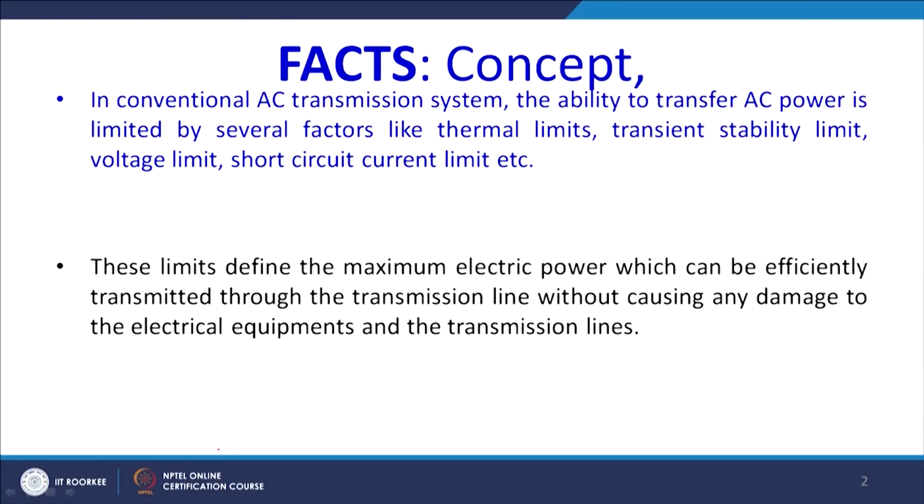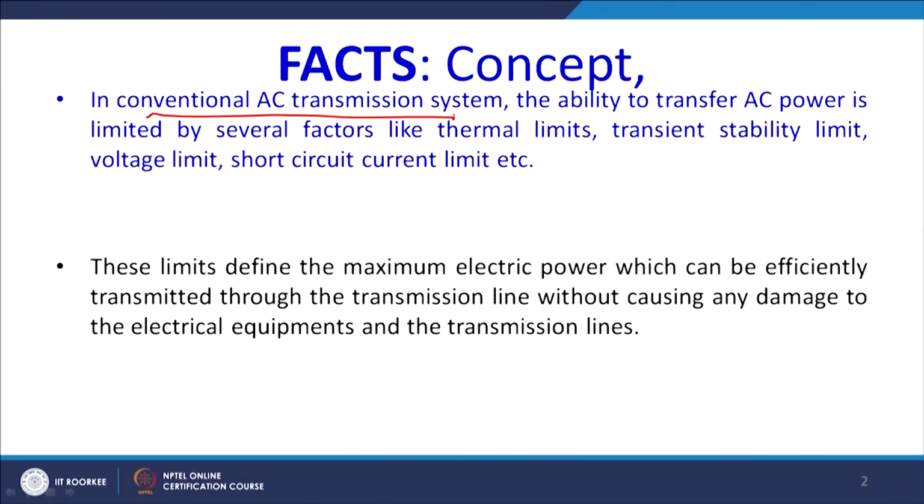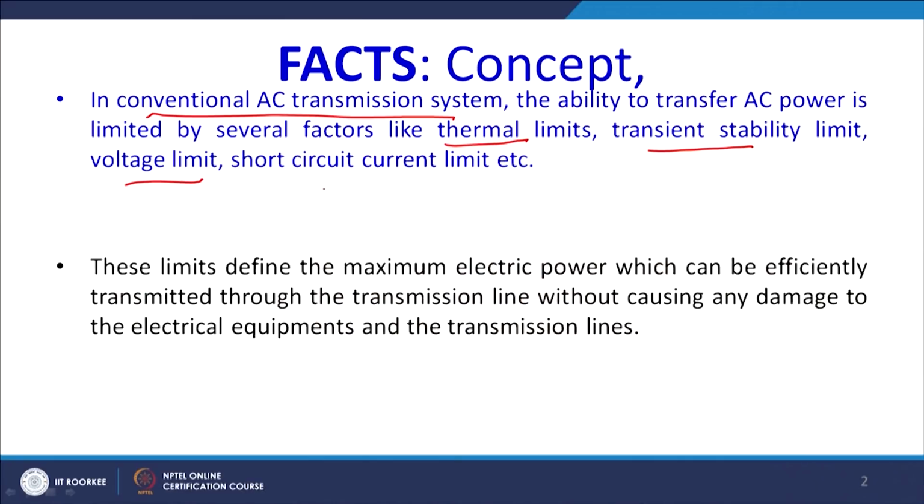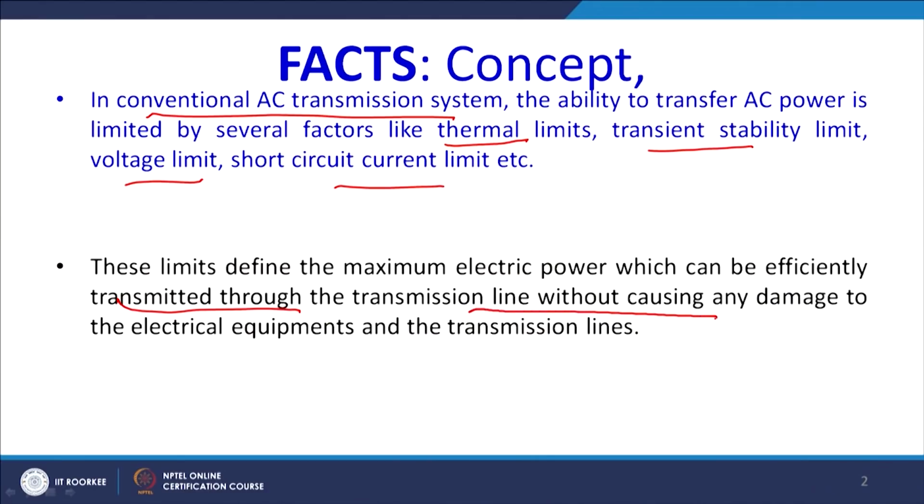As we have understood, the power transfer capability of conventional AC systems is mainly limited by a few constraints. These are the thermal limit, transient limit, voltage limit and short circuit limit, and these limits can be enhanced by FACTS devices. These limits define the maximum power that can be efficiently transmitted through the transmission line without damage to the equipment of the transmission line.